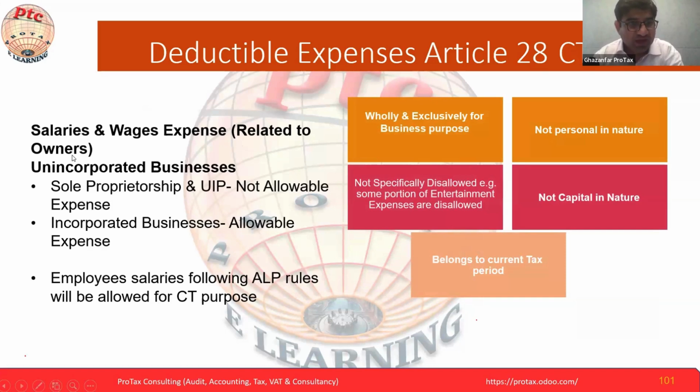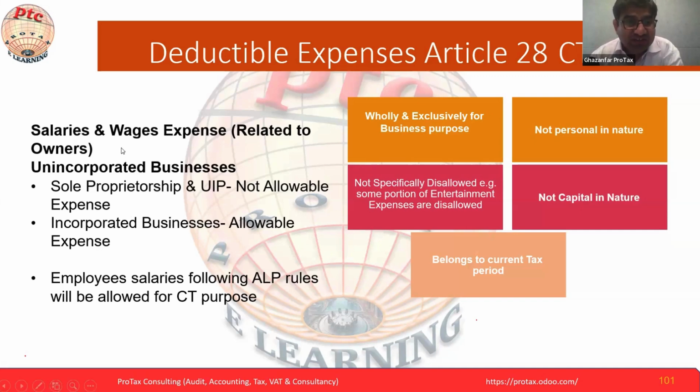Salaries and wages related to the owner of an unincorporated business. For an unincorporated business, the salaries and wages related to the owner, the sole proprietor, are not an allowable expense. Whatever we pay to the owner is not deductible. This is the key difference when we go through the LLC and the natural person or unincorporated business.